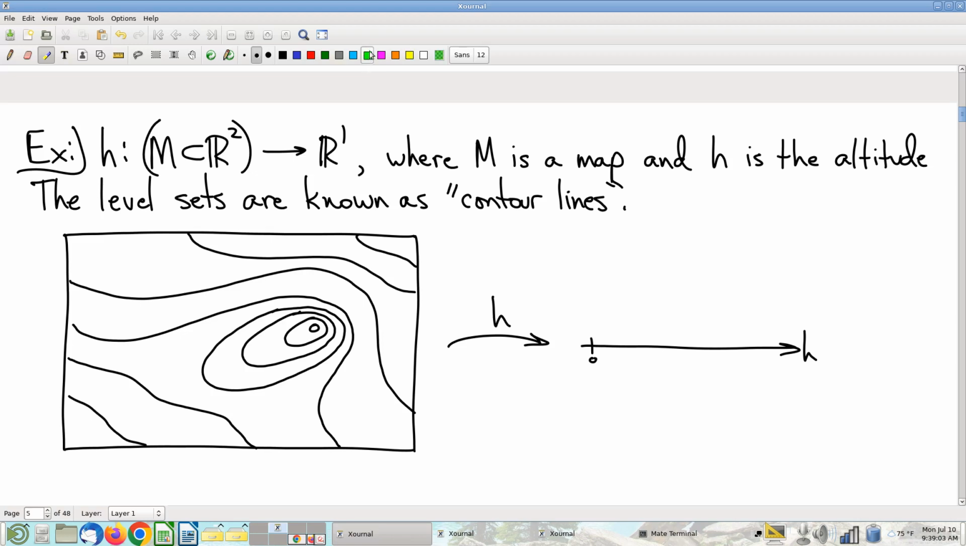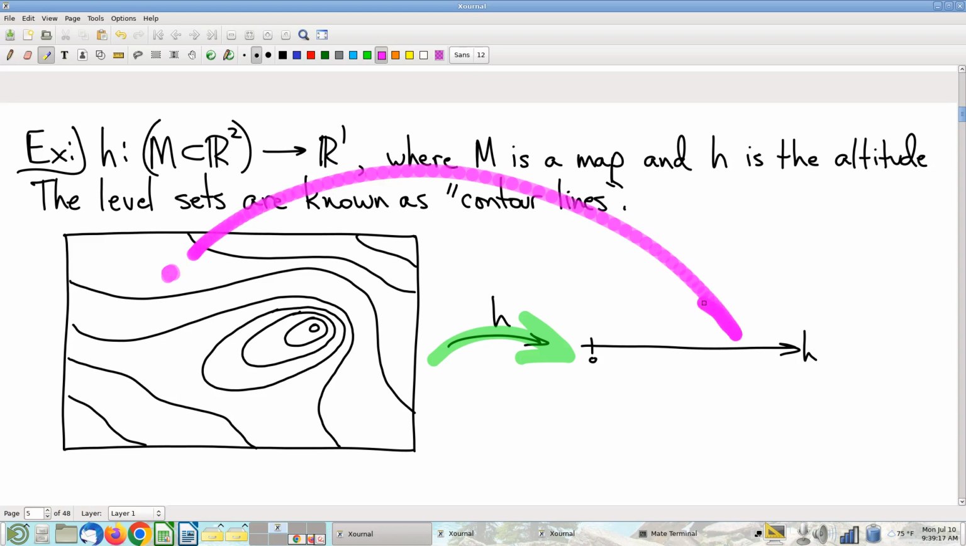Specifically, they are level sets of the altitude function. Now, the altitude function, I think we've talked about before. It's a multivariable function, which for any given point on the map gives us what is the altitude at that point. Multivariable function. Longitude and latitude are the inputs. Altitude is the output. Okay, so notice what a contour line is.